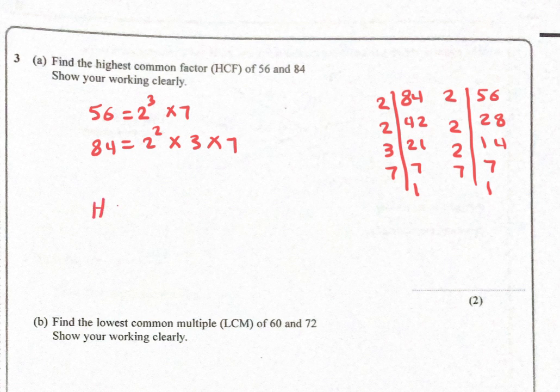HCF takes the common factor to the least power. We have 2 power 2 and 2 power 3, so 2 power 2. We have 7 common, 7 power 1 and 7 power 1. Take any one of them, so times 7. But 3 is not common, we cannot include 3. So 2 power 2 times 7 equals 28.